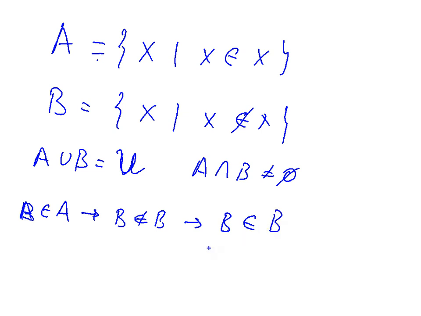Contradiction, right? And vice versa. If I start, I can go exactly in the opposite direction. If I start from B belongs to B, I will derive that B belongs to A. This is what we call a paradox. And it shows what? It shows that the theory is wrong.